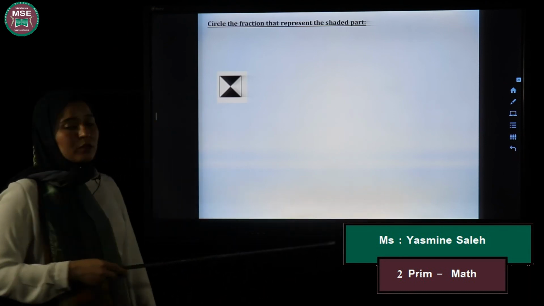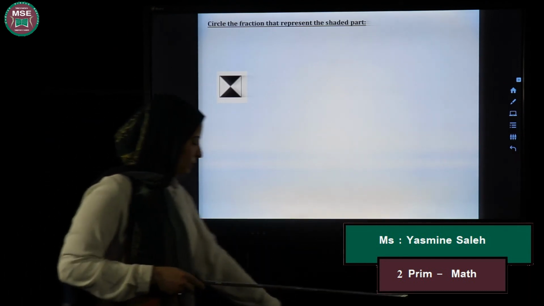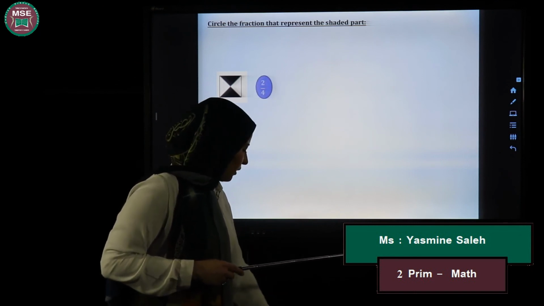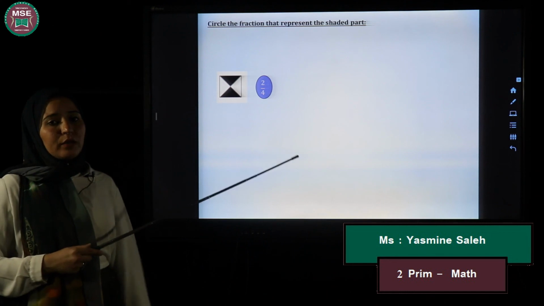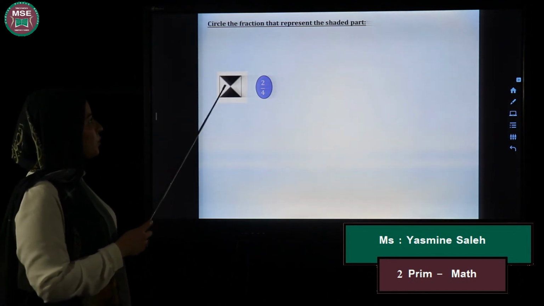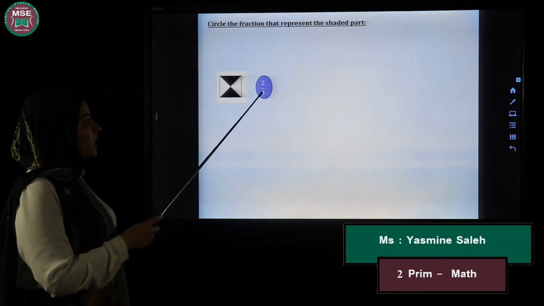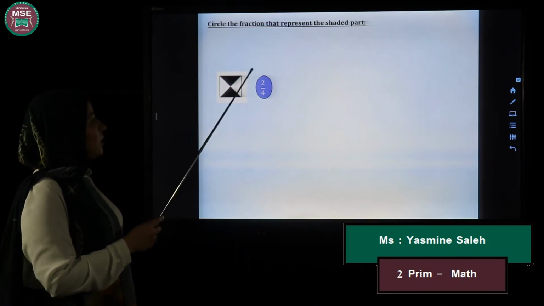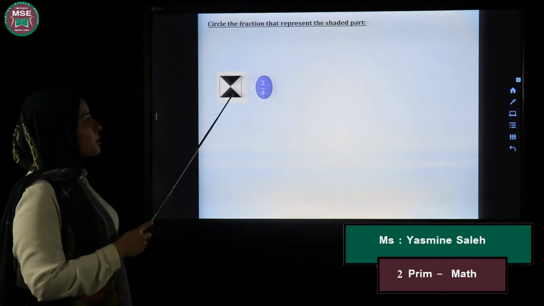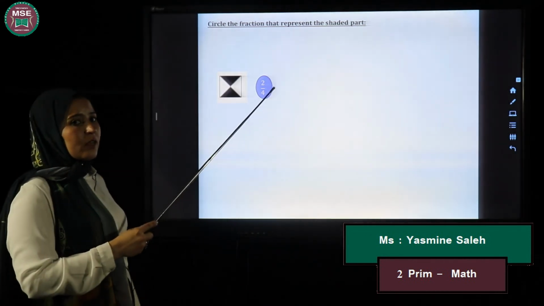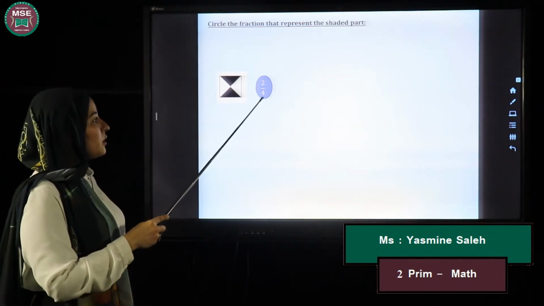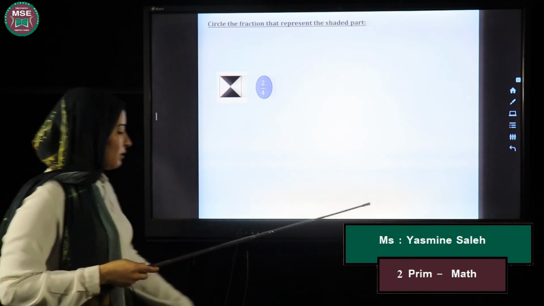Okay. Now we will talk about the fractions. Okay. We have to count the total number of the parts. We have 1, 2, 3, 4 parts. So the number down is 4. Then I will count the shaded parts. I have 2 shaded parts, so it's 2 over 4. The colored parts over the total parts.